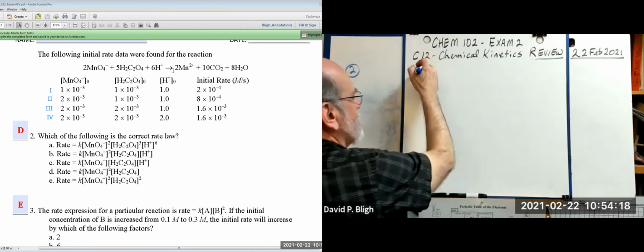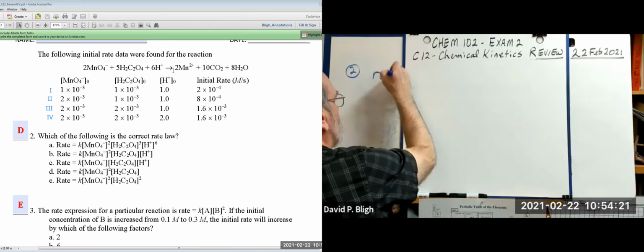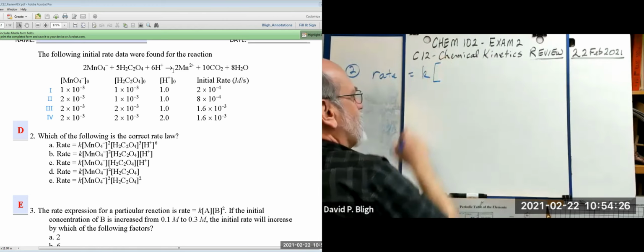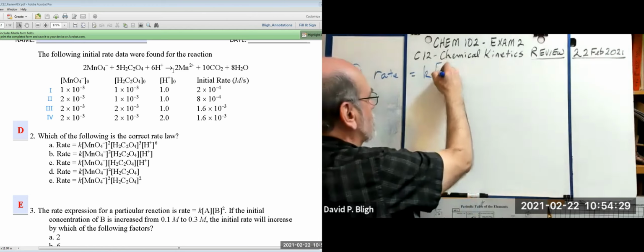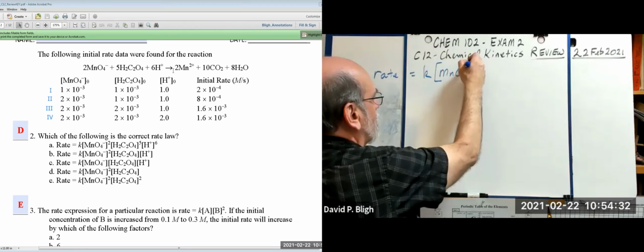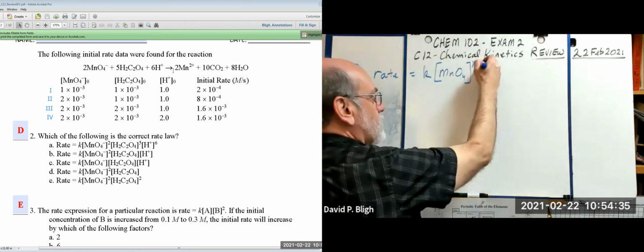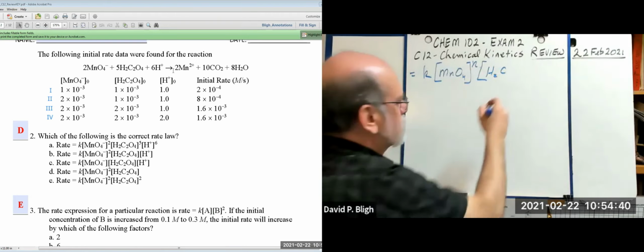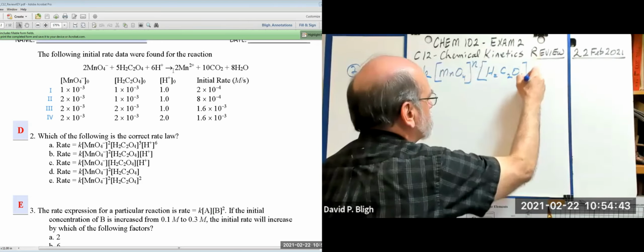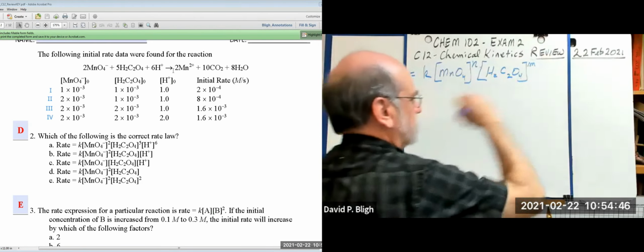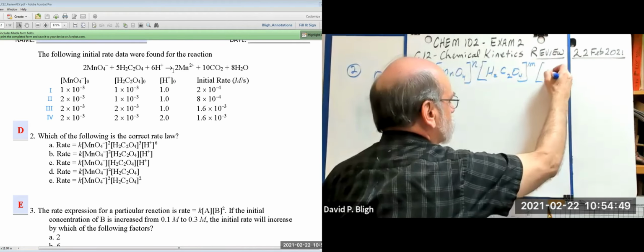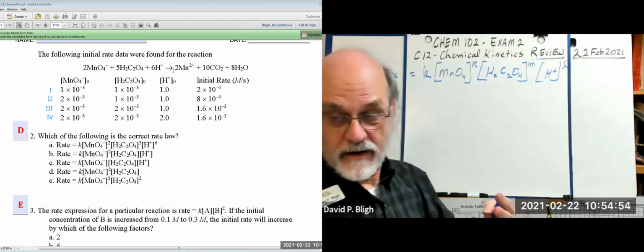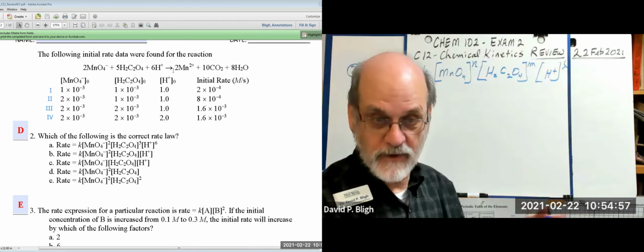Okay. So we're going to have the rate is equal to a K value. And then the first reactant, which is manganate, to its order. The second one is H2C2O4 to its order. And the last one, protons, to its order. And that's your generic rate equation, the rate law for this reaction.